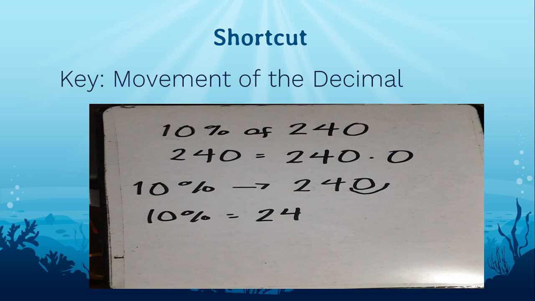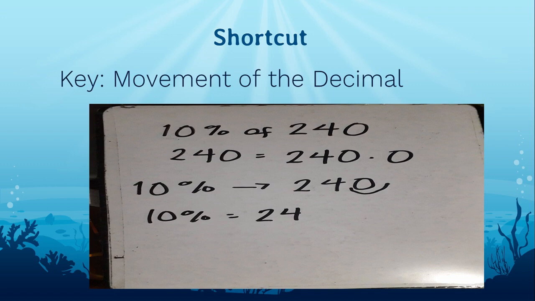So, here we need to establish where the decimal point is. The decimal point of any whole number is at the right of the last digit. So in this case, the last digit or the ones digit is 0, and to the right of 0 is the decimal point. Now finding the 10% simply means moving the decimal point by one step to the left.